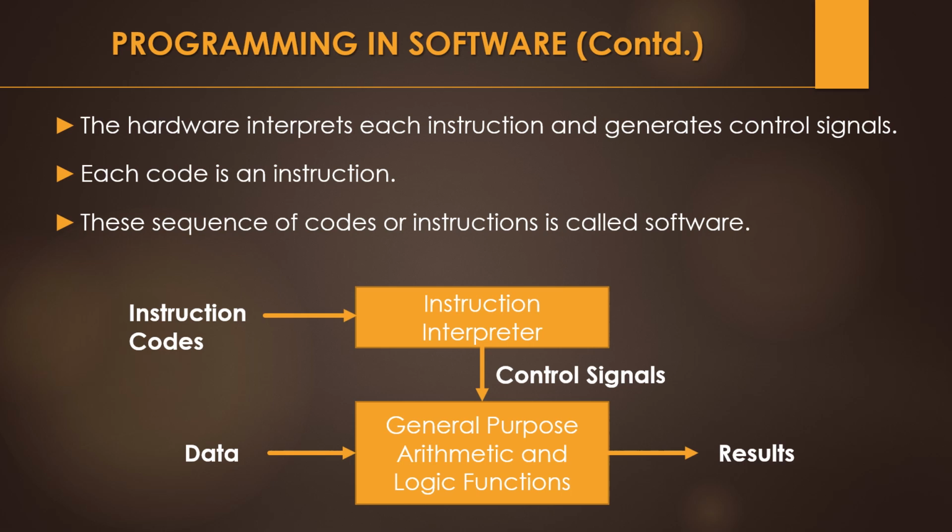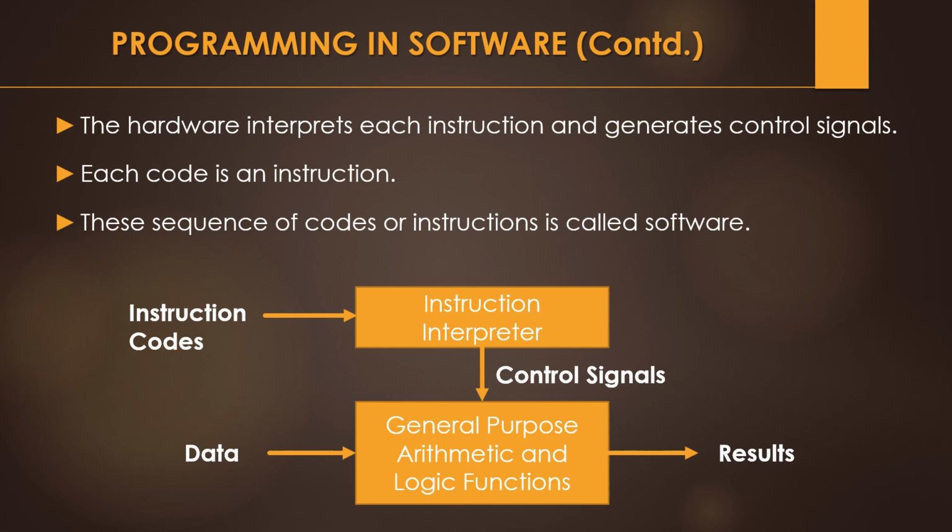See the diagram. One component is the instruction interpreter and the next component is the general purpose arithmetic and logic functions. Each and every time, the instruction codes will be given to the interpreter, and this interpreter will convert the codes into control signals, and these control signals are given to the general purpose arithmetic and logic functions. And when the data is given, according to the control signals, the data is processed and the output is given.